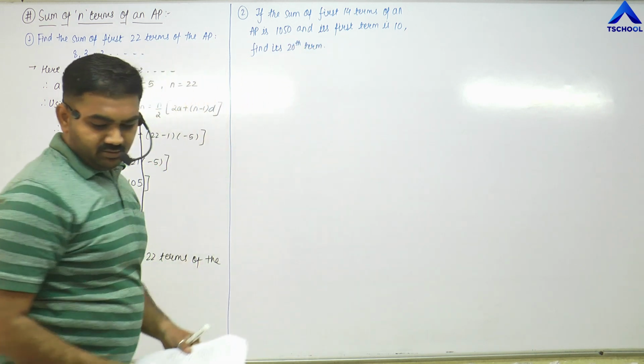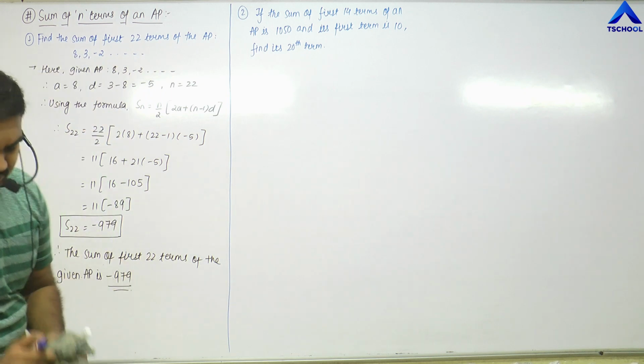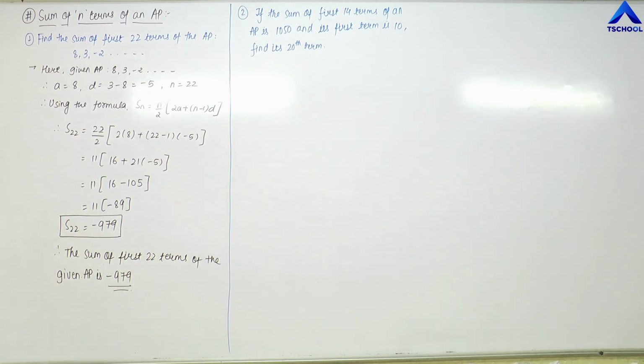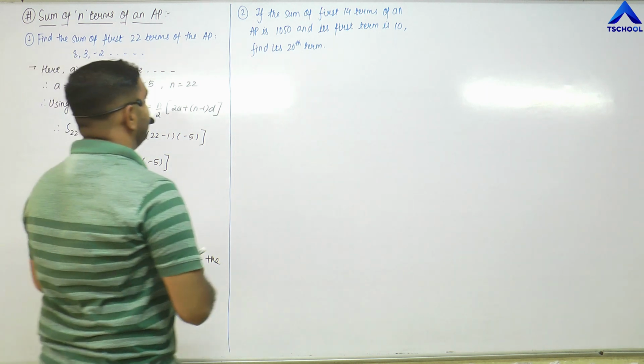term. If Sn, or the sum of first 14 terms of an AP is 1050 and its first term is 10, then find its 20th term. So here we need to check for the AP whose sum of first 14 terms is 1050.